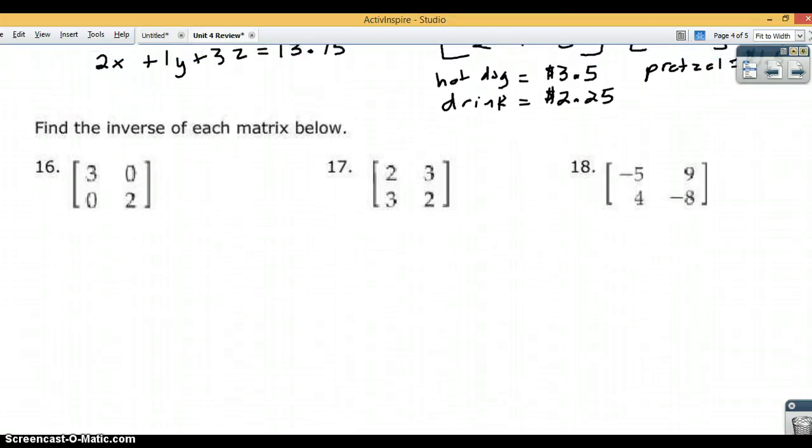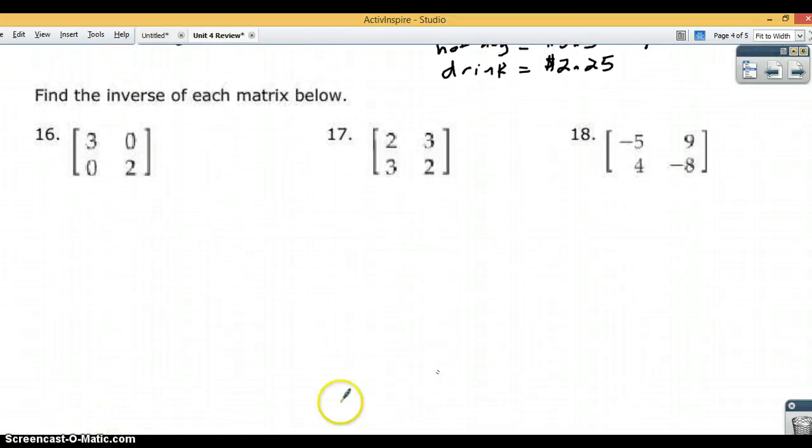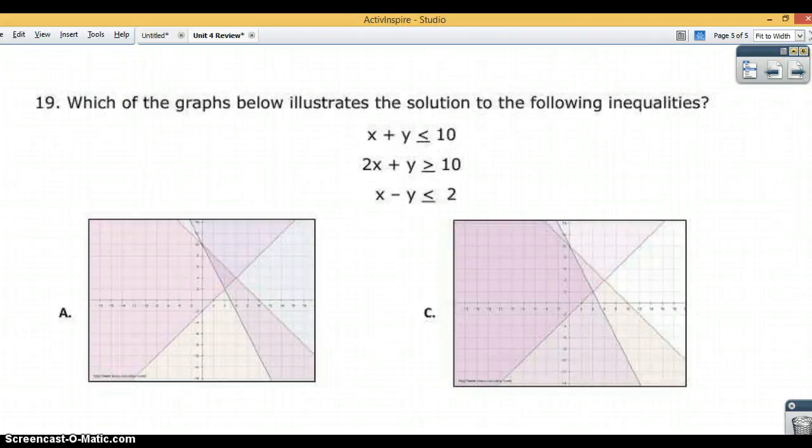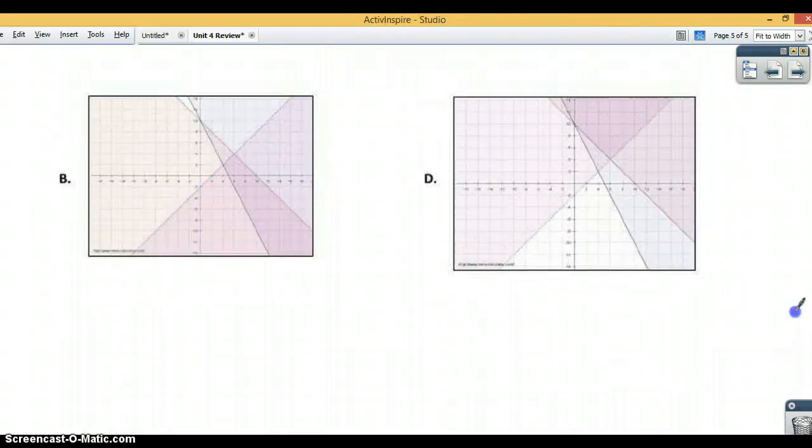Alright, last part, or maybe last part. We have another part. Oh, we do have another part. Okay, so we're almost done.